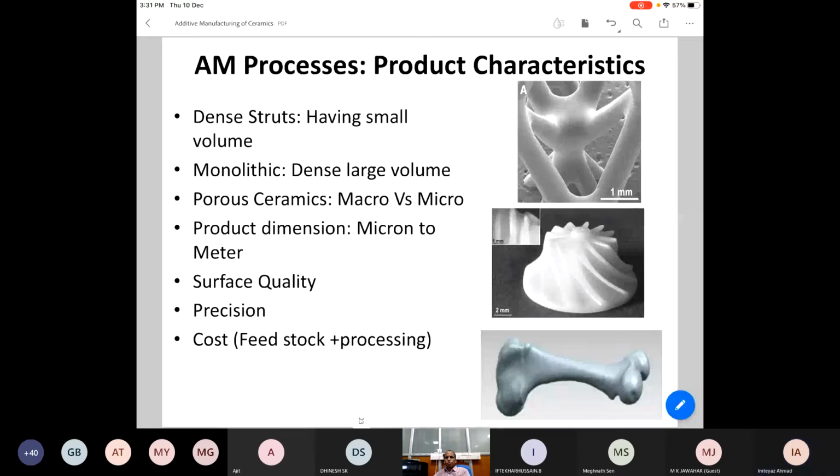Now, sintering requires temperature and time, and both are very, very costly. So it is going to add to any processing that you do, it is going to add to the cost. So that's also a very important point that has to be kept in mind.